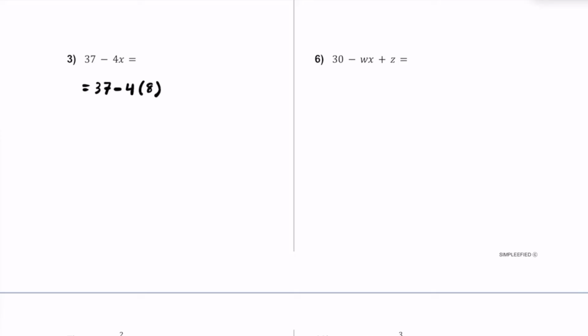If you use the order of operations now, between subtraction and multiplication, multiplication is going to go first. So we're going to have 37 minus this 32. And what is 37 minus 32? That is going to be equal to 5. So this would be the value of this expression, given that x is equal to 8.